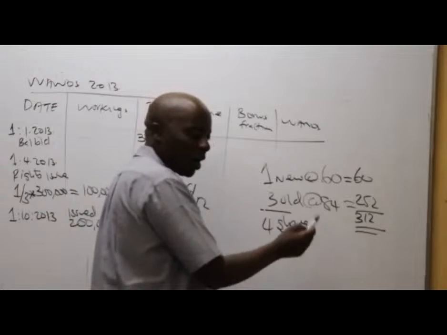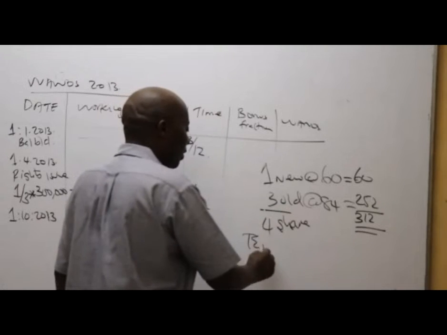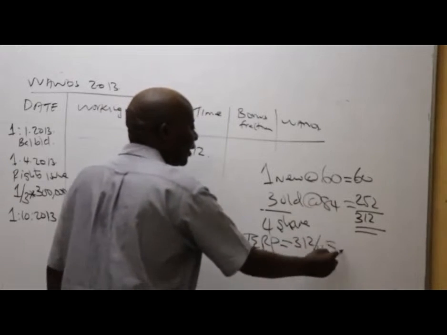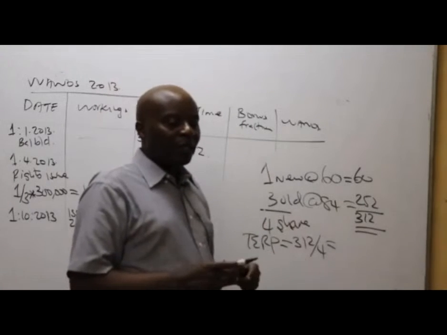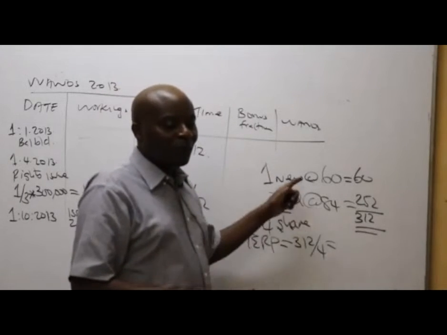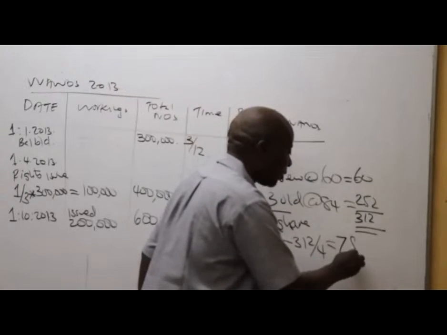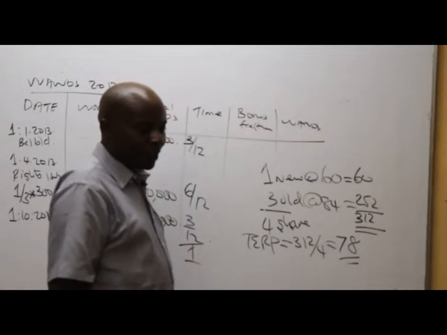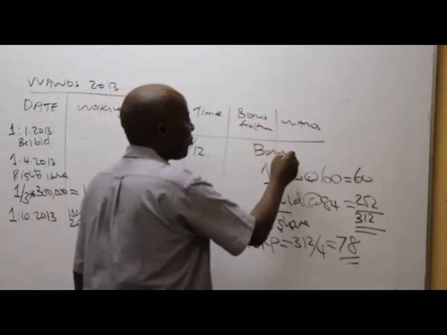So how about 1? The price for 1 now will be the theoretical ex-rights price, which will be 312 over 4. Ladies and gentlemen, you may not have gotten anything from this teacher, but I so strongly believe that at least you have grasped the formula for theoretical ex-rights price. You are not going home empty-handed. So this is 78 like that. Then what is the bonus fraction? Let me see. What is the bonus fraction?